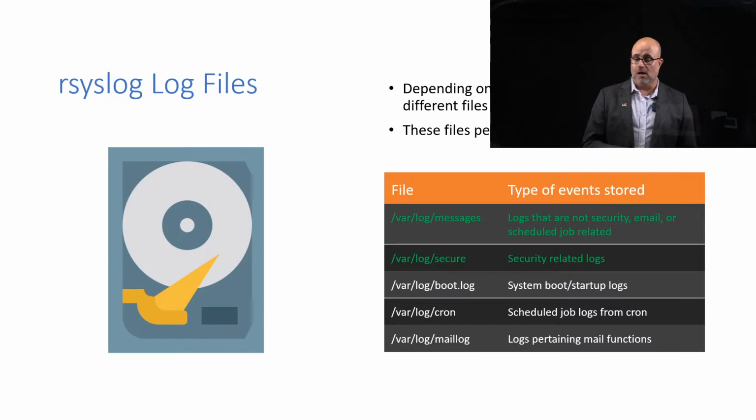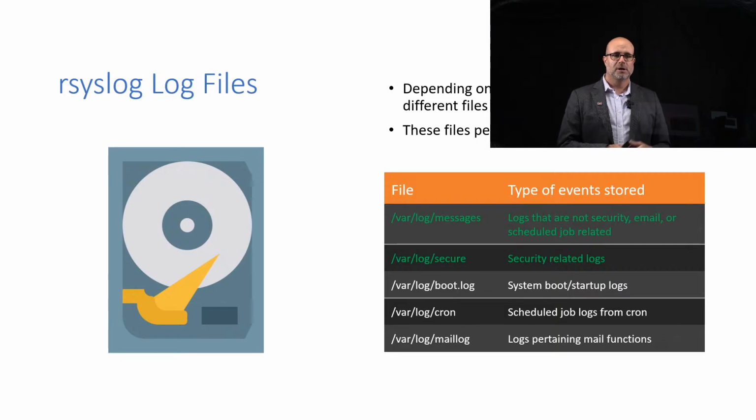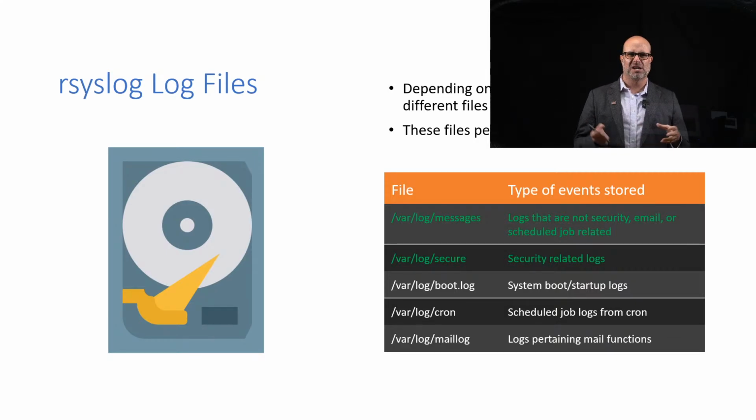You have /var/log/messages, which are basically logs that are not security, mail, or a lot of these other things. That's your general logging system. If you're looking for a general log that's not a security log, it's probably in /var/log/messages. That's one of the primary logs on your system. The next one is also highlighted in green, because these are the two most common logs that you'll use.